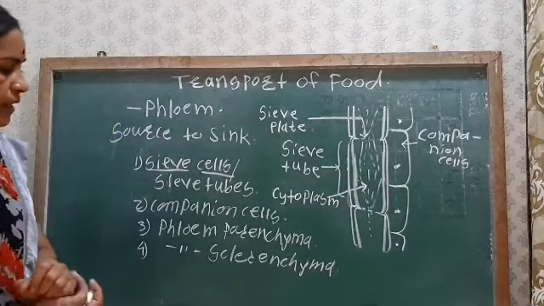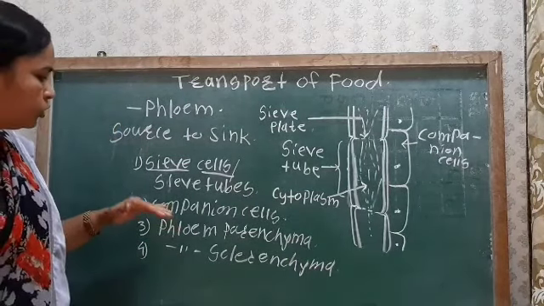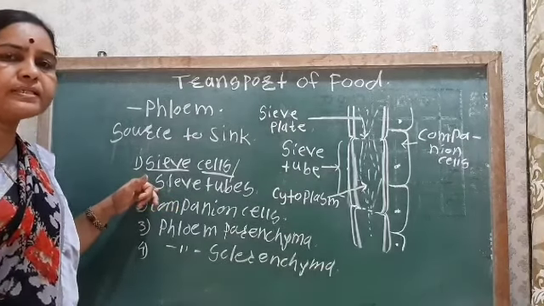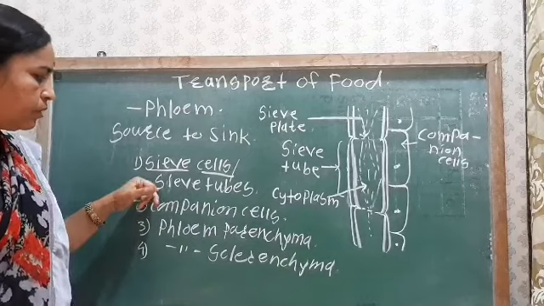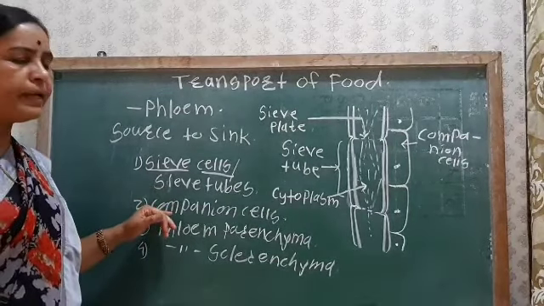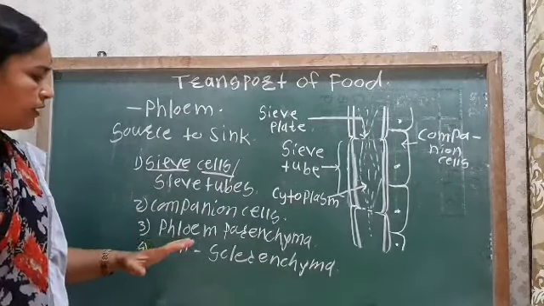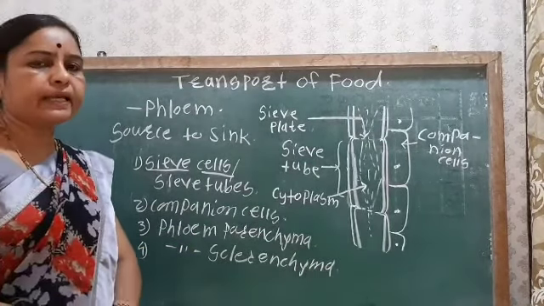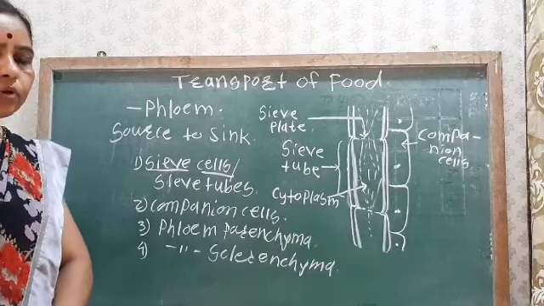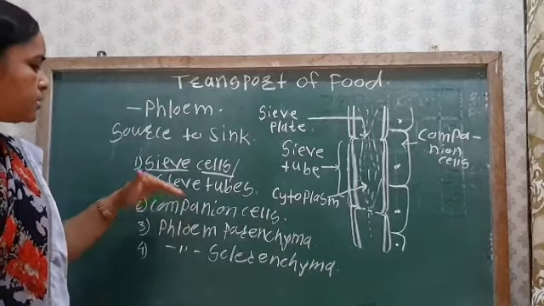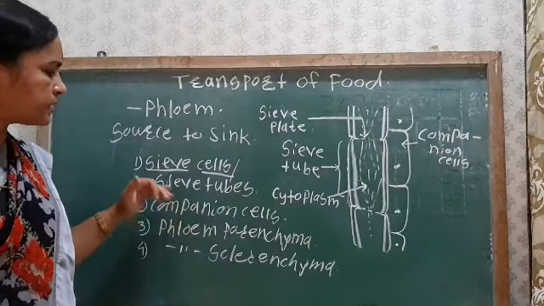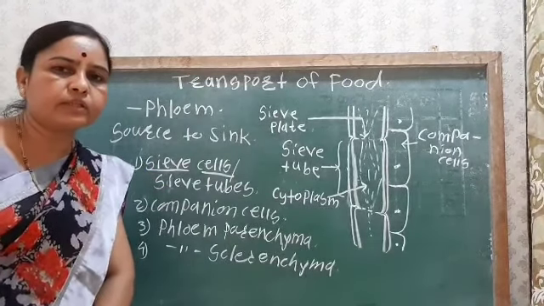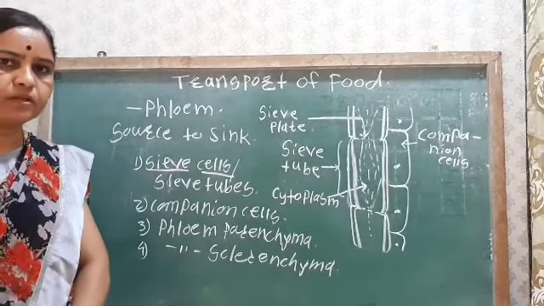So see, here are the sieve tubes. They are mainly present in which type of plants? That is in the angiospermic plants. Then again there are the companion cells, then phloem parenchyma, and also the phloem sclerenchyma, also known as the phloem fibers, out of which the sieve tubes and the companion cells, both of these cells, are mainly important for the transport of the food.